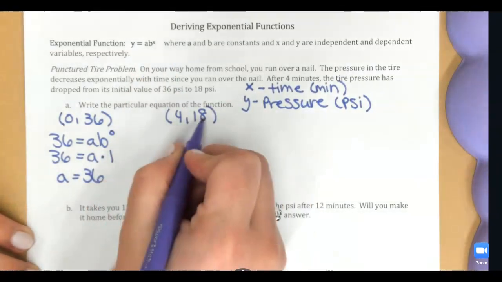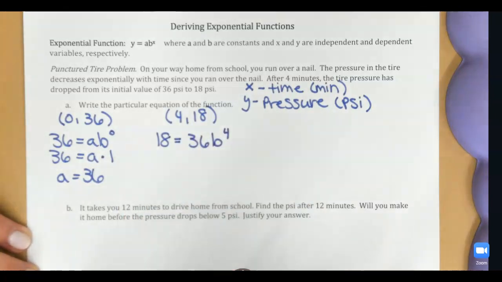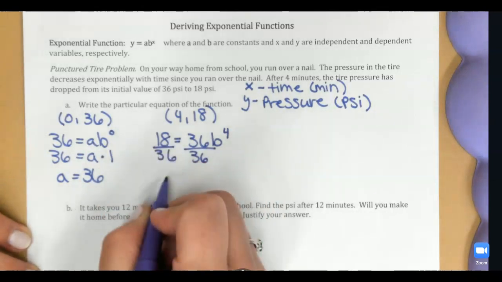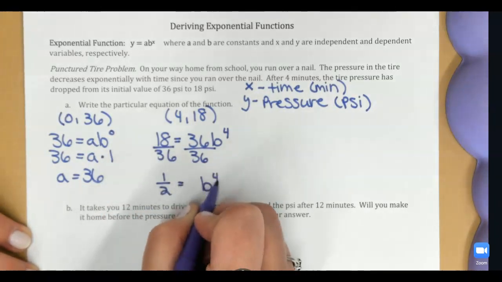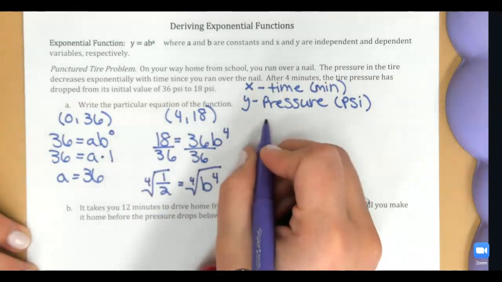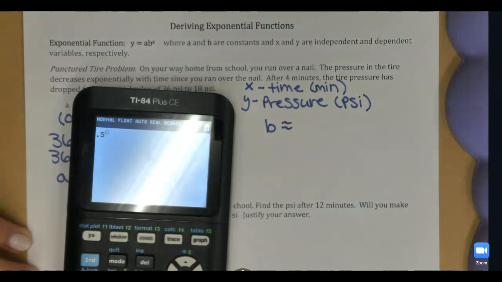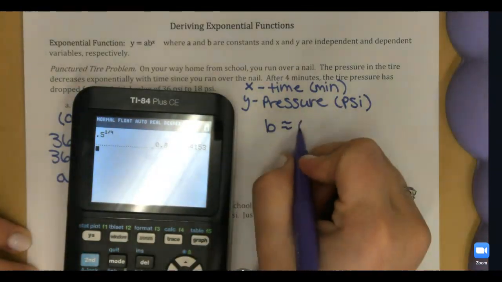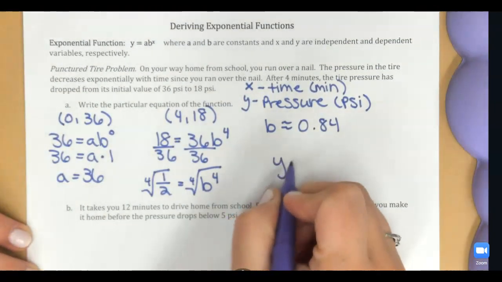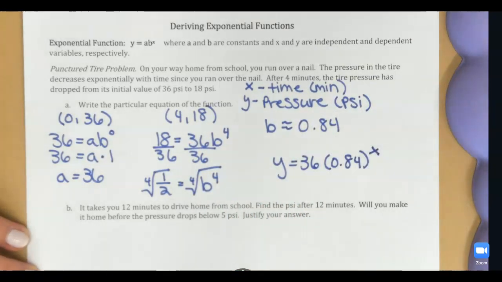So for this pair, y is 18, so 18 is going to equal 36 times b to the 4th. I'm going to solve this for b. So at first I divide both sides by 36. That's going to give me 1/2 is equal to b to the 4th. So to get rid of my 4th power, I'm going to take the 4th root of both sides, and this is where I'll need a calculator. So 0.5 to the 1/4 power, and I'm just going to round to 2 decimal places, and I get 0.84. So my function is y equals 36 times 0.84 to the x power.